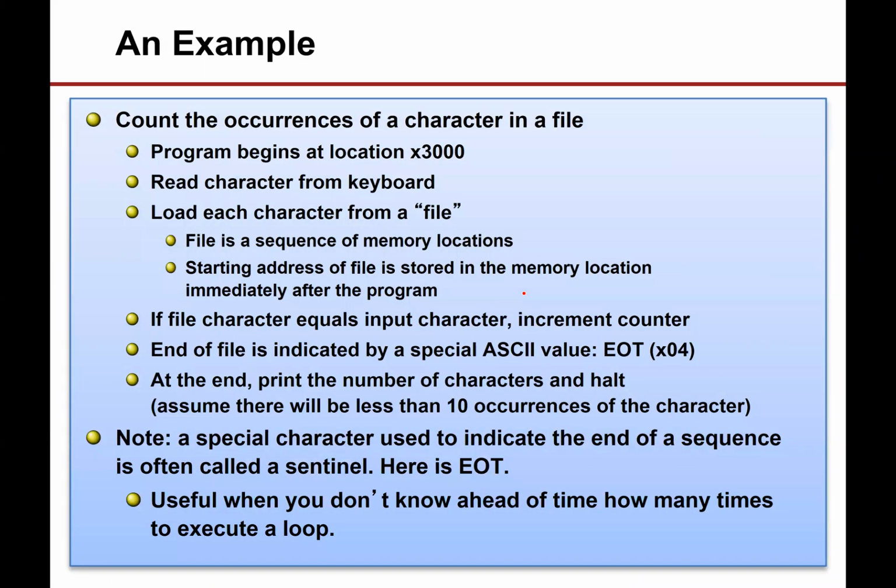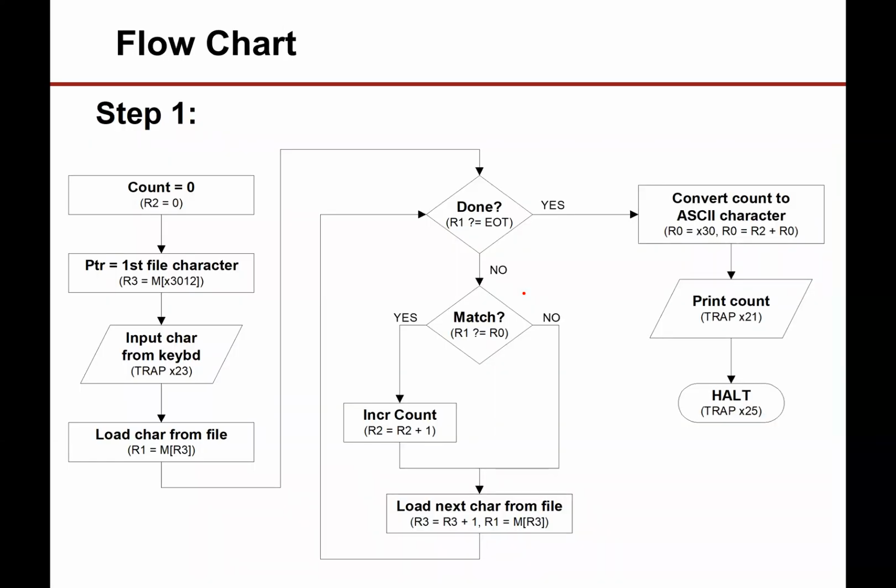So we have an example. This example is to count the occurrences of a character in a file. So you can read it. This is the process based on my previous explanation. Then you can write down everything here. For example, this one is to do the clean, right? R2 equals 0 means it's a clean R2.